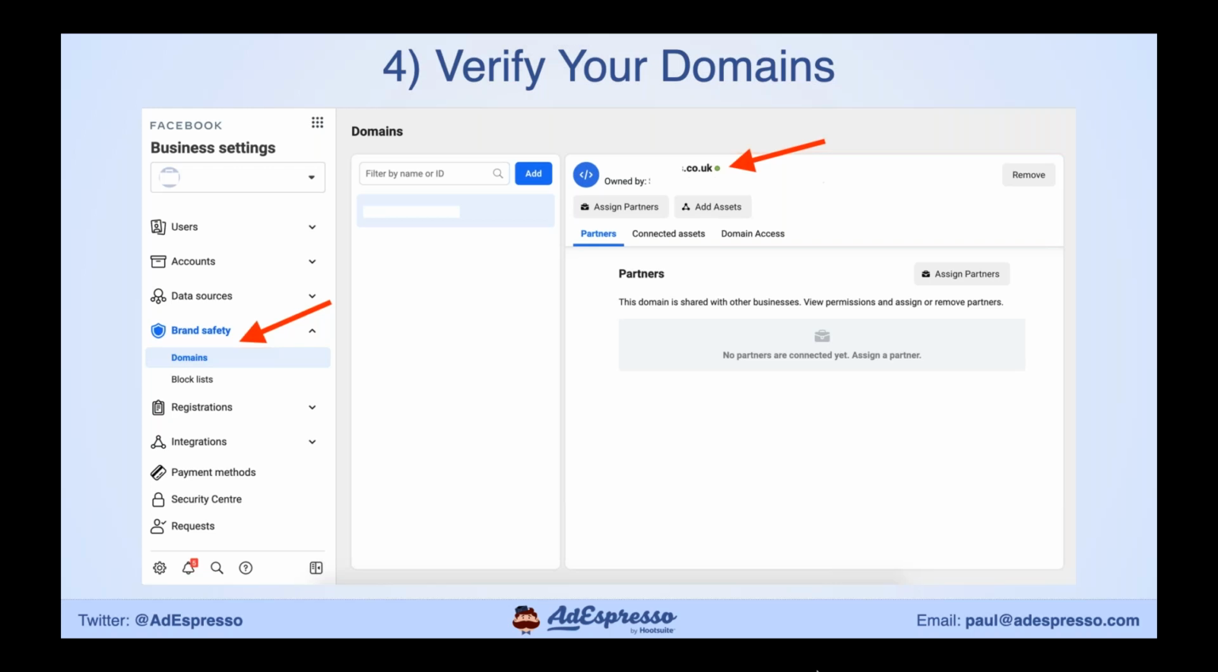The way you verify is you basically put a little snippet of code on your website. Facebook just scans your website and goes, yes, you've put the code on there that we gave to you, so we know that you are a legit advertiser. So again, that just builds up that trust with Facebook there.